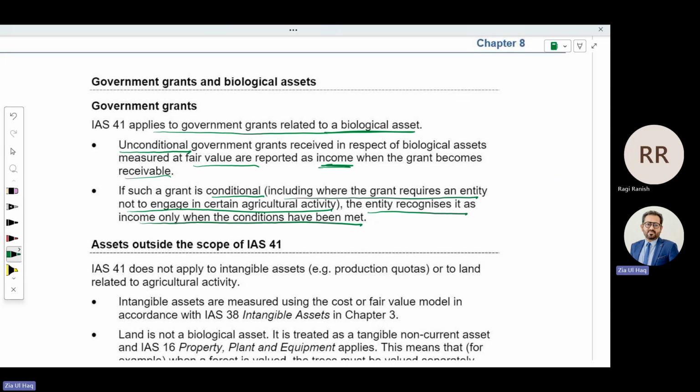This will be recorded as deferred income. Meaning in future, if you meet the condition, you will record it as income. If you do not fulfill the condition, government will call it back. You need to pay back.